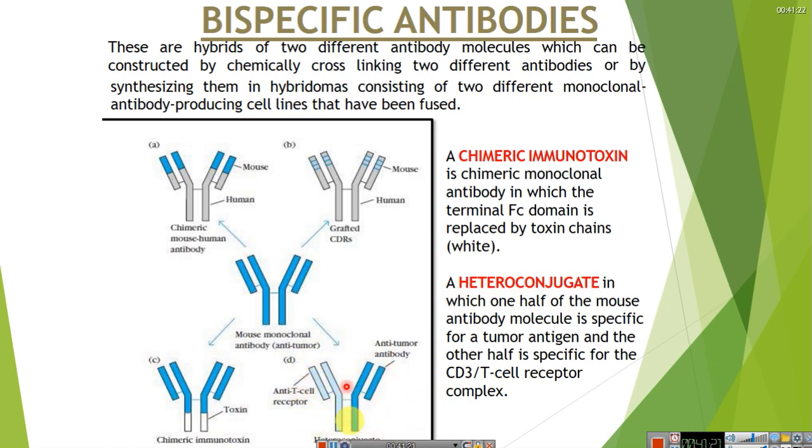Now heteroconjugates. This is also bispecific. Hetero means two, different. Okay, so both the halves have different specificities. As I told you, this half has specificity for the tumor antigen, and this has for the T cell receptor. So this will engage with the T cell receptor, and this will engage with the tumor, right? This will facilitate bringing the T cells in close vicinity of the tumor cells for carrying out the killing of the tumor cell.